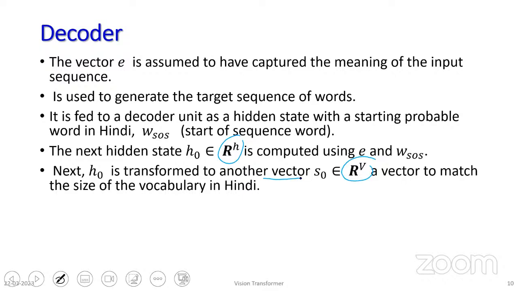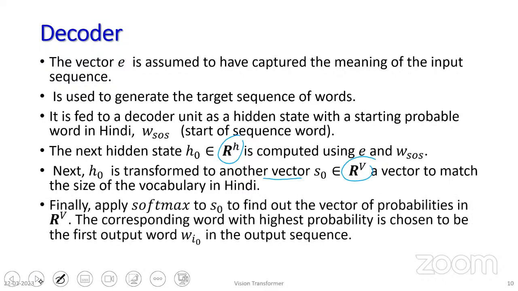Suppose in English there are 20,000 words and in Hindi there are 32,000 words. So this has to be mapped, lifted to a higher dimensional space. So naturally you will be applying a matrix transformation. Finally we apply softmax to S0 to find out the vector of probabilities in R^V. The corresponding word with the highest probability is chosen to be the first output word WI0 in the output sequence.